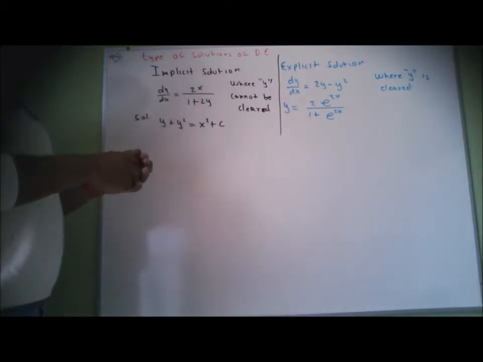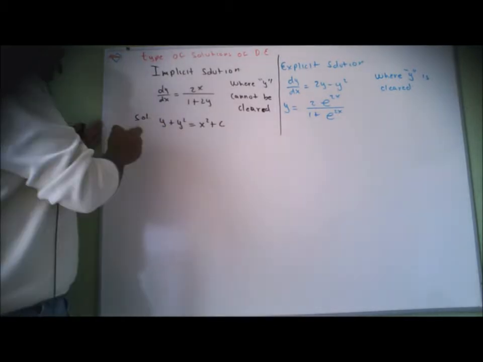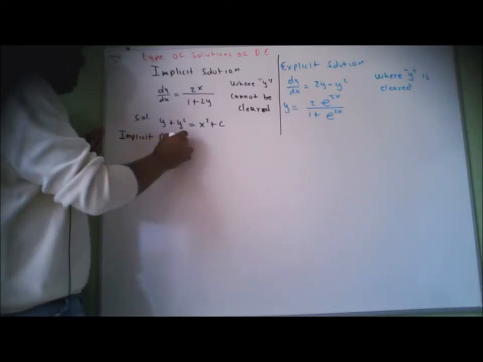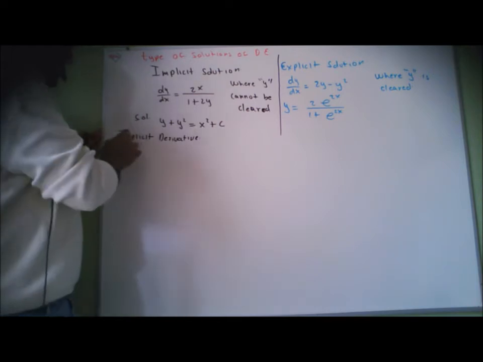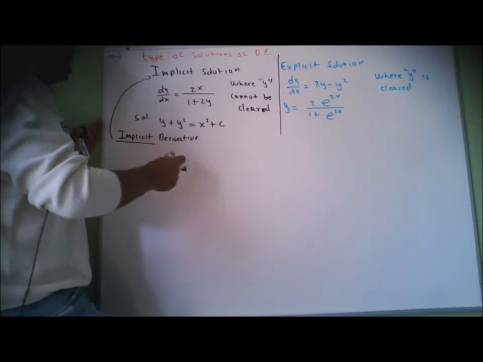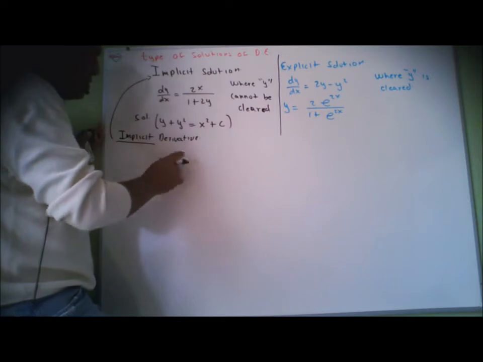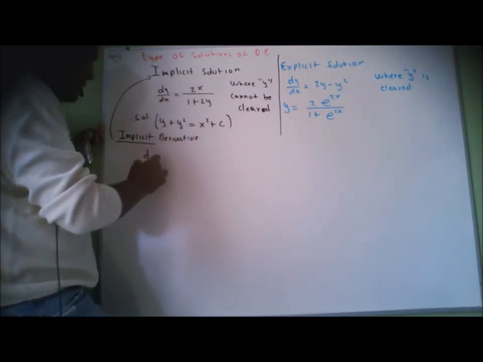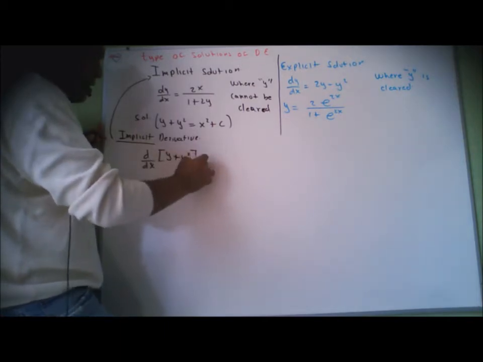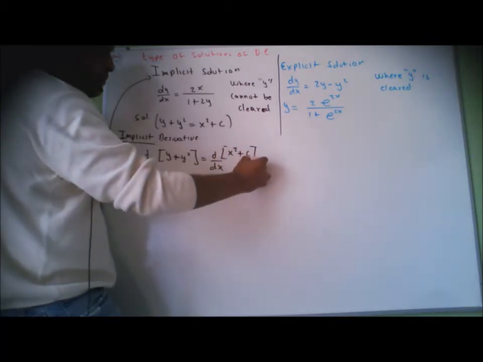So what we have to do is something that we do in the first course of calculus, which is implicit derivative. That is why the name implicit solution. In implicit derivative, what you have to do is apply derivatives on both sides of the solution. And this is the procedure to check if it is a solution. So let's apply derivative with respect to x on both sides of y plus y squared equal to the derivative with respect to x of x squared plus the constant.